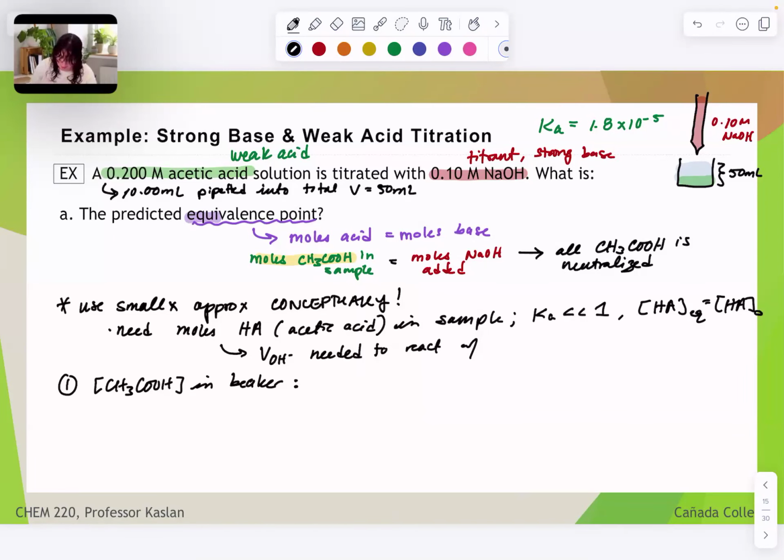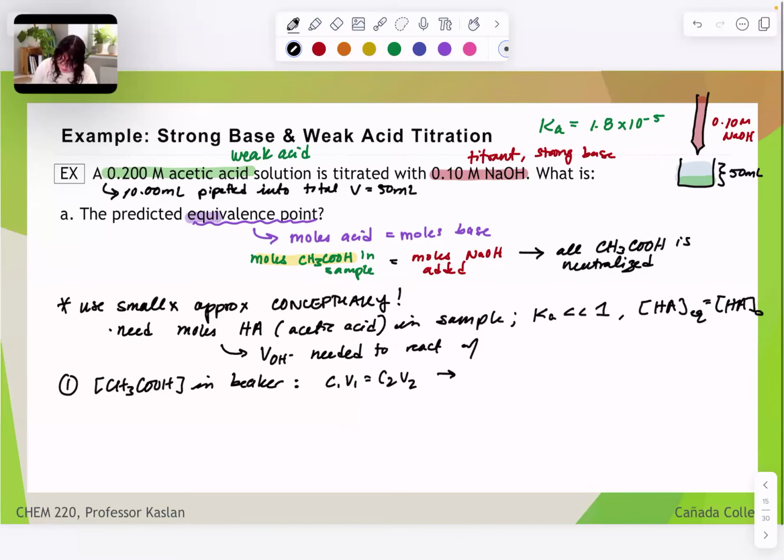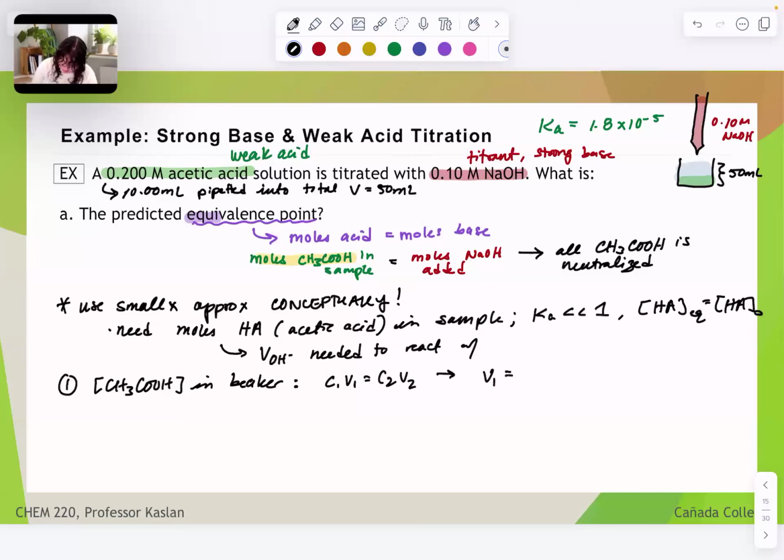So let's think about what we were given here. We were given the molarity of acetic acid stock, meaning prior to us putting it into the beaker. So we diluted some of our acid into a new volume. So I've got to use my C1V1 equals C2V2 dilution equation. C2, the new concentration, is what I am trying to find.